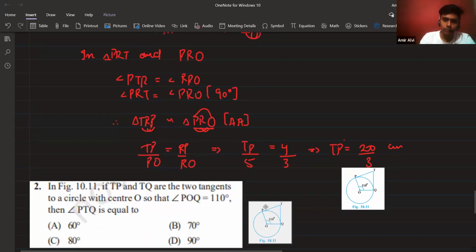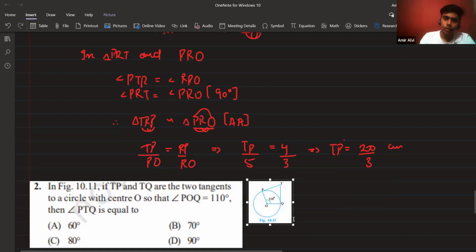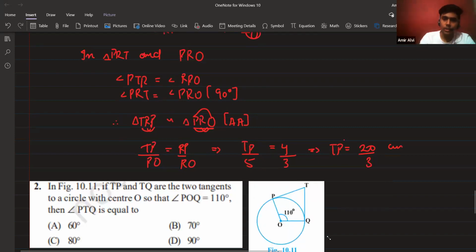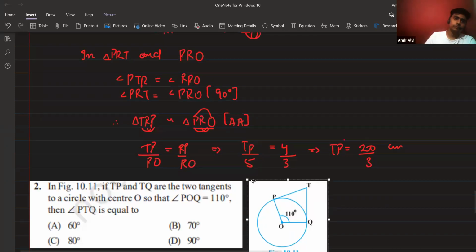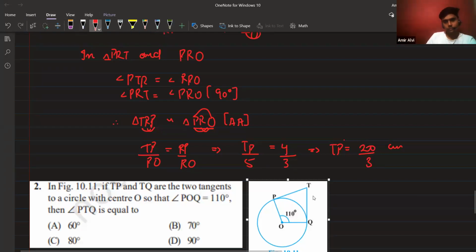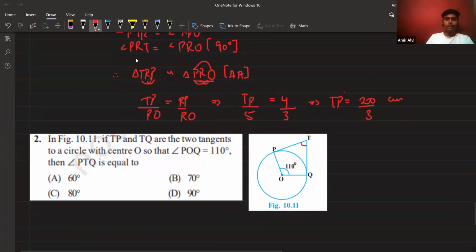Okay, so this is the question. Find out the value of the angle PTQ. This angle. Giving you 2 minutes to solve it.